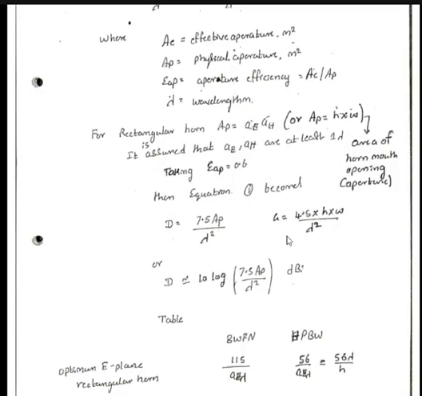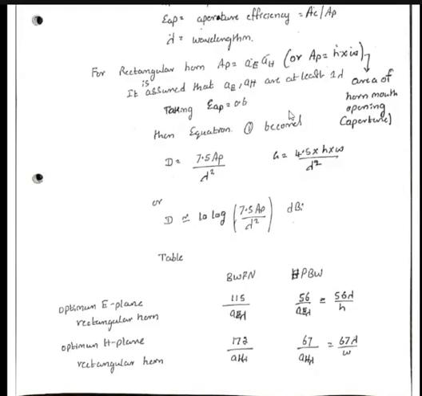Then this is the gain, G. Gain is nothing but 4.5 into H into W divided by lambda squared. This is the directivity. If you want to find the directivity of the rectangular horn antenna, you utilize this formula. And if we want to find the gain, G is equal to 4.5 into H into W divided by lambda squared. So this is how we get the directivity and gain.